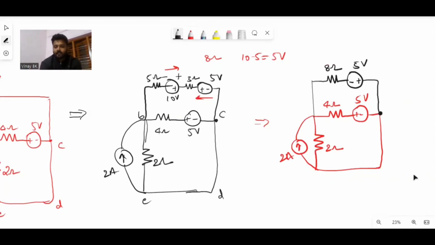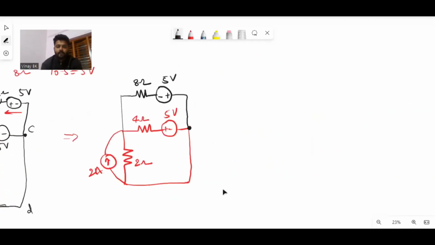So now we can easily simplify. I will convert the voltage sources of the B to C branches into current sources. Then I'll get two equivalent current sources, then I'll get the current flowing through the 2 ohm, then I can get the voltage across the 2 ohm. Very simple. So now you can observe.